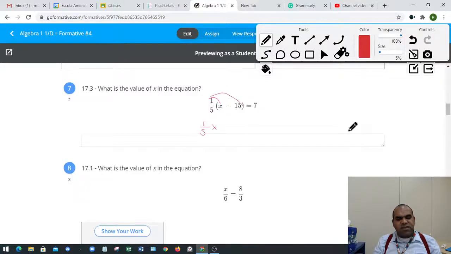1/5 times negative 15. 15 divided by 5 is negative 3. Negative 3 equals 7. Right now, I need to move this negative 3 by its opposite. It is positive 3. Plus 3, it is 10. And here, I don't have anything more. The result is 1/5 x equals 10.